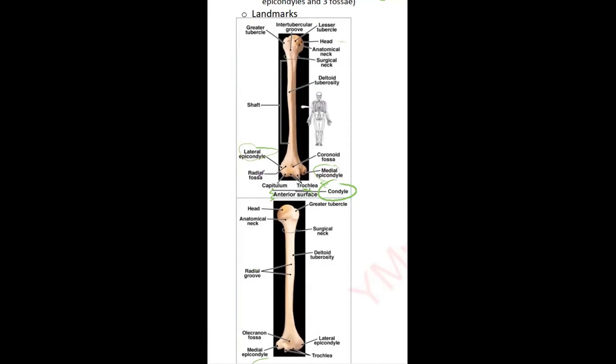About the three fossae, we have the first fossa here called the radial fossa, then the coronoid fossa, and on the posterior part we have the olecranon fossa. You will know the reason of their naming when you study the radius and the ulna of the forearm. I gave you what I can. You need to give yourself enough memorization time.